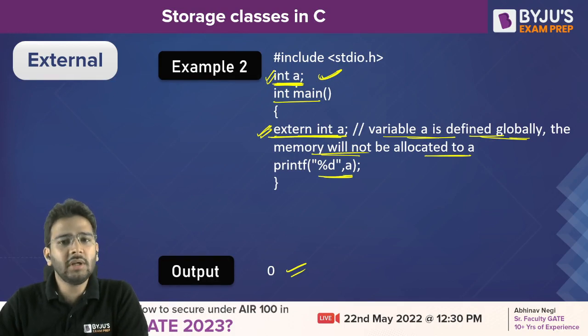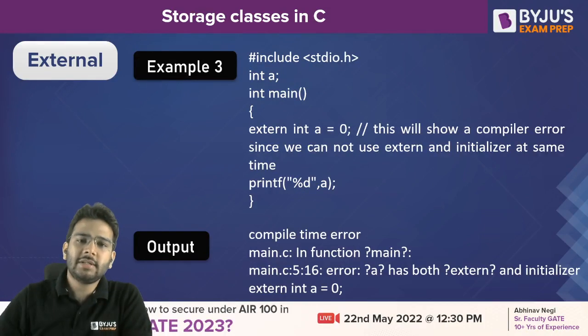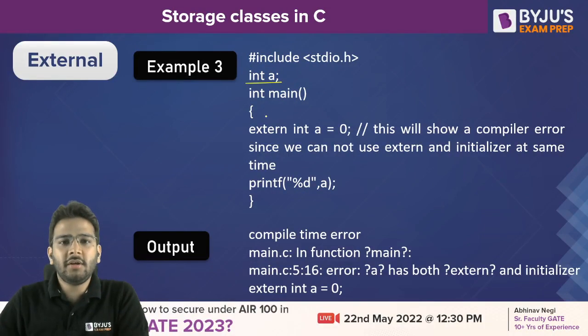Okay, clear? Otherwise, it will just print the default value when we are writing this int a here and we are printing the value of it. Let's see the third example. Here we have int a, fine. Int main here. Extern int a is equal to 0.